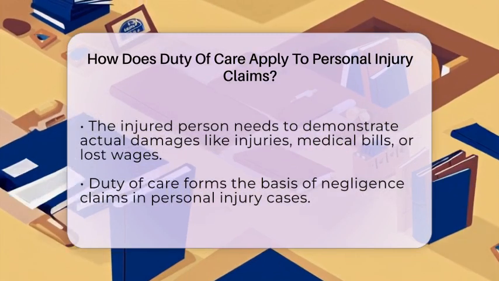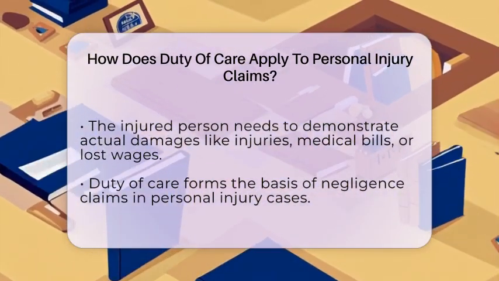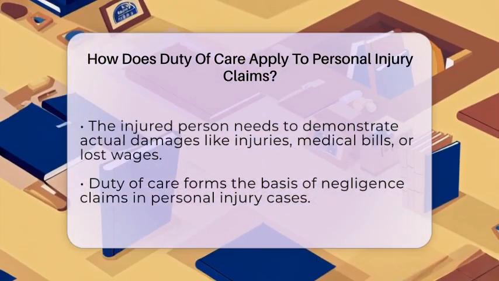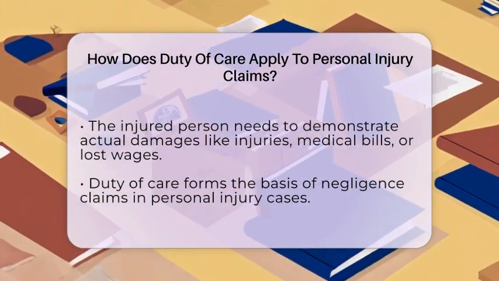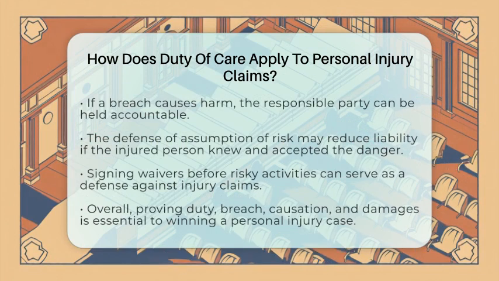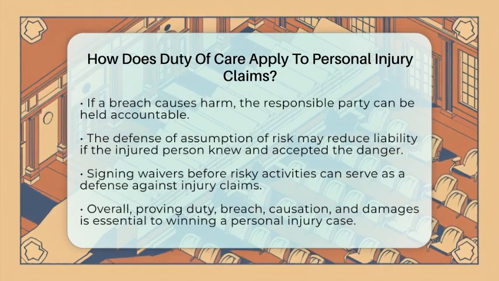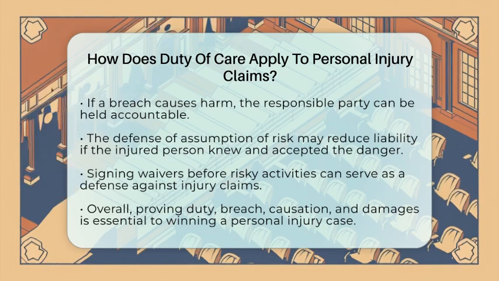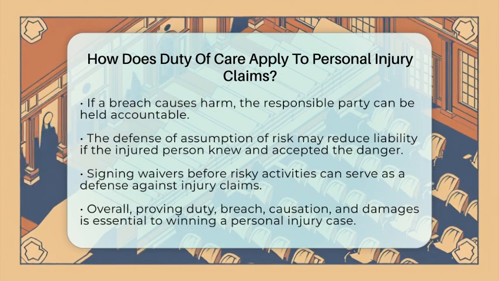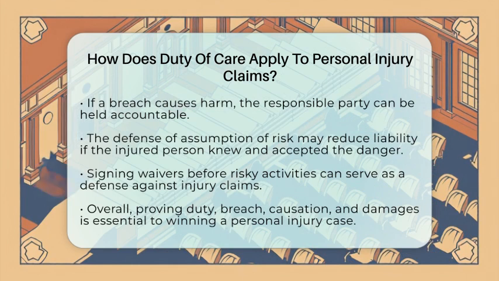Duty of care is the foundation of negligence claims, which are the most common type of personal injury case. If someone breaches their duty and causes harm, they can be held responsible. Now, how does assumption of risk fit into this? Sometimes, the defendant might argue that the injured person knew about the danger and accepted it. For example, if someone signs a waiver before participating in a risky activity, they might be seen as assuming the risk. This defense can reduce or eliminate the defendant's liability.